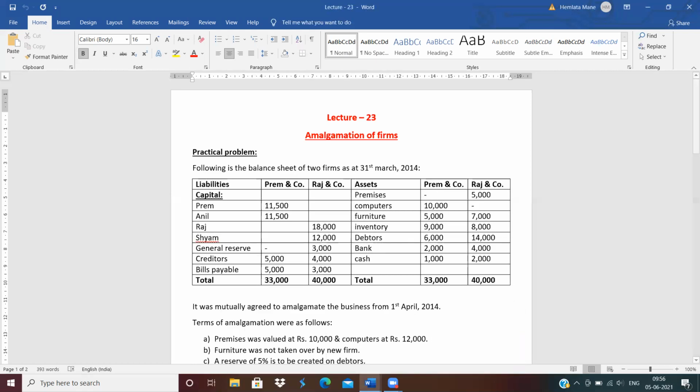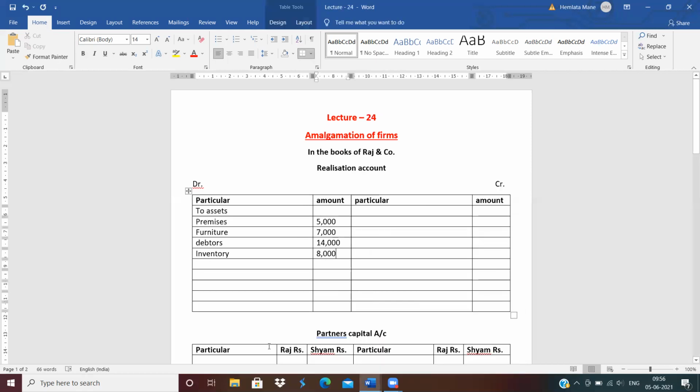Bank 4,000, cash 2,000. Bank 4,000, cash 2,000. Okay, that is the first entry, asset transfer.